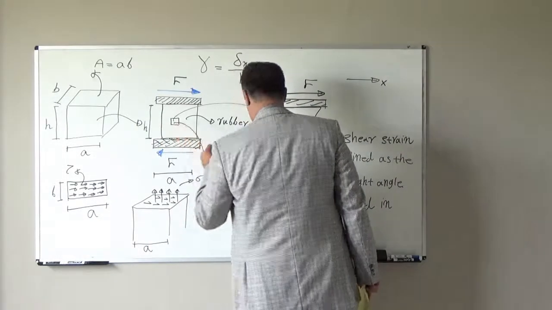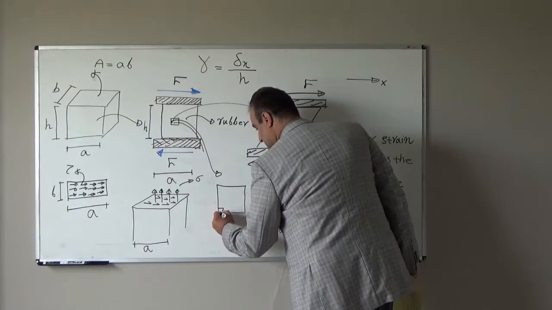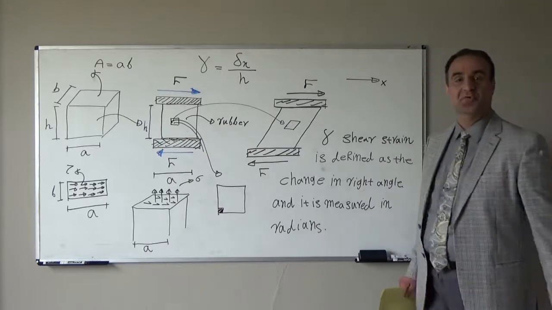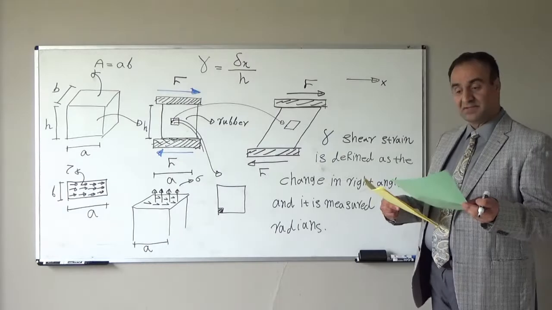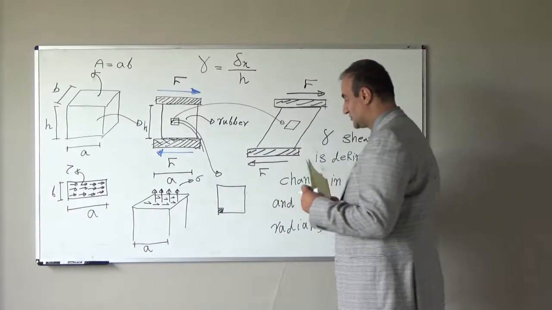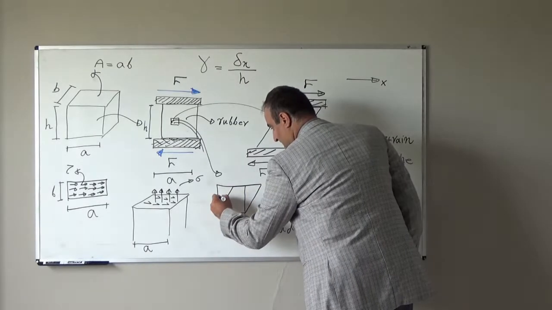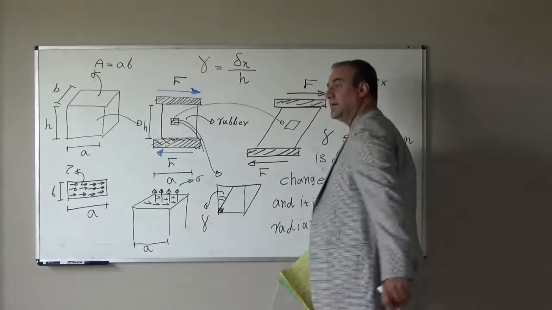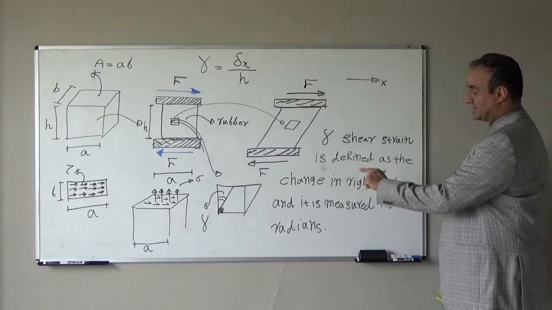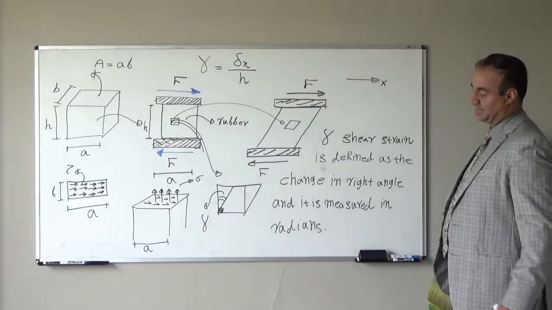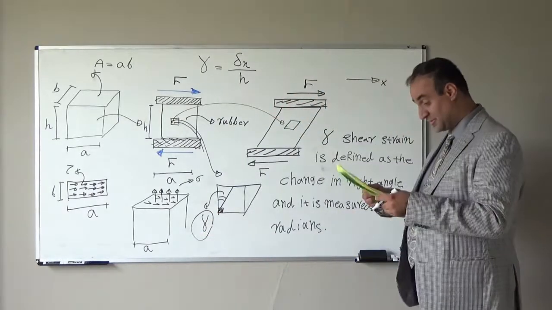Here initially this element angle was a right angle. It was equal to pi over 2 or 90 degrees. Change in that angle we will show with gamma. So after deformation, this is gamma, and we will call it shear strain. So shear strain is defined as a change in right angle. This part we call gamma or shear strain.